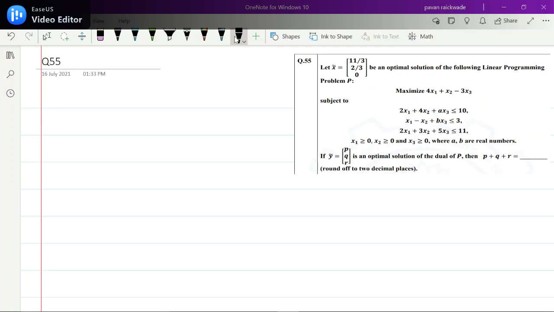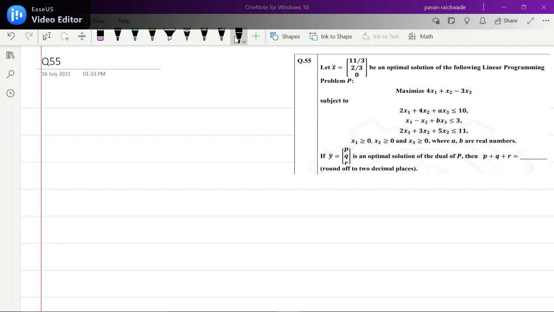Let's see question number 55. So what question number 55 says is, let x bar, which is (11/3, 2/3, 0), be an optimal solution of the following linear programming problem P. There is an LPP problem given, and we have to find the sum of P, Q, R, where (P, Q, R) is an optimal solution of the dual of the problem P.